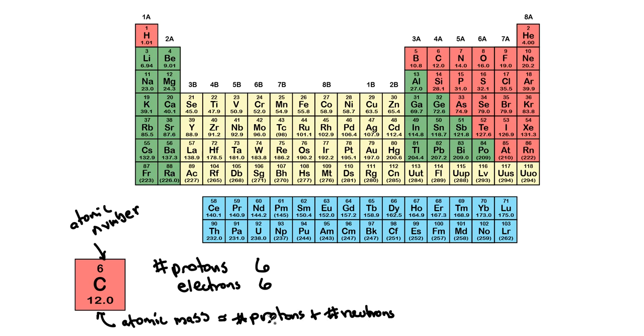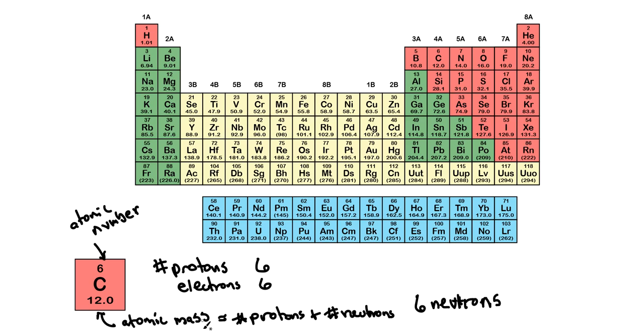So how many neutrons does carbon have? Well, it has 6 protons. It has 12 total. So 12 minus 6, we have 6 neutrons. Oops, lost my pen. There we go. 6 neutrons. Okay, so atomic number 6 means 6 protons. Number of electrons is the same. And then number of neutrons is that atomic mass minus the number of protons. So that's the number of protons and neutrons.